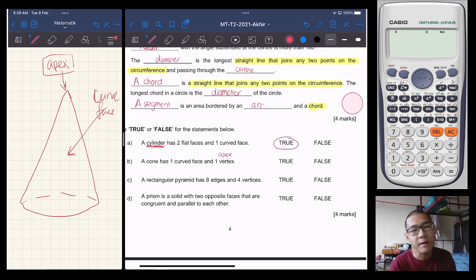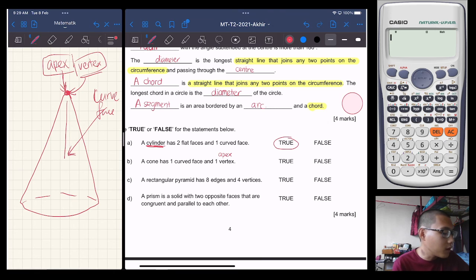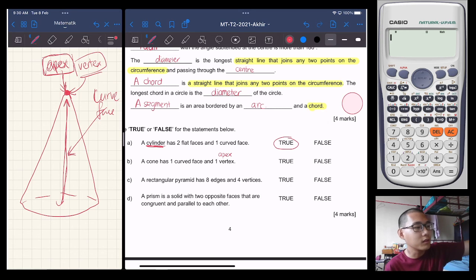This one we call apex, right? So in the textbook we learn apex, but we must know that apex is also a vertex. So this one is also a vertex, so we will call it a vertex also. But this vertex is the opposite of the base, in the highest place. We have a dot from the base, so this is what we call apex. So for this statement, it is actually true because a cone has one curved face and one vertex, where the vertex is an apex. So this is a true statement.